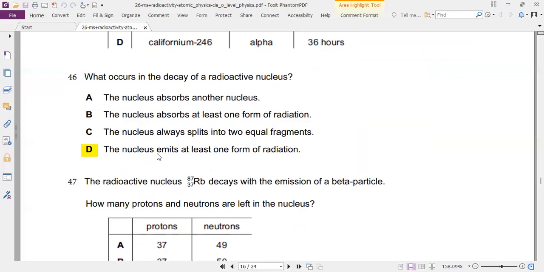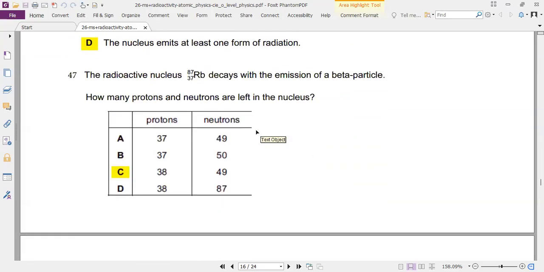So by the definition, at least one form of radiation is the correct choice. Let's see why A, B, C are wrong. Absorbs than the nucleus? No. At least one form of radiation is absorbed? No. Always splits? No. They're all wrong.